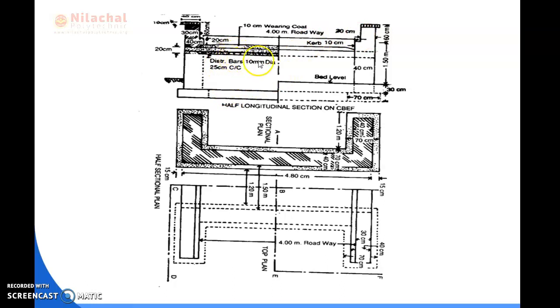Here the distribution bar is shown, 10 centimeter dia at 25 centimeter center to center. In the longitudinal section, the distribution bar is shown because the distribution bar is lying lengthwise. The longitudinal section is the lengthwise diagram.